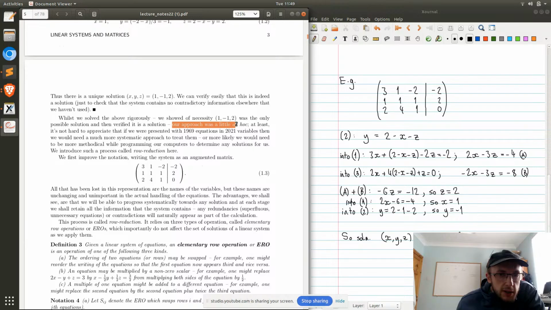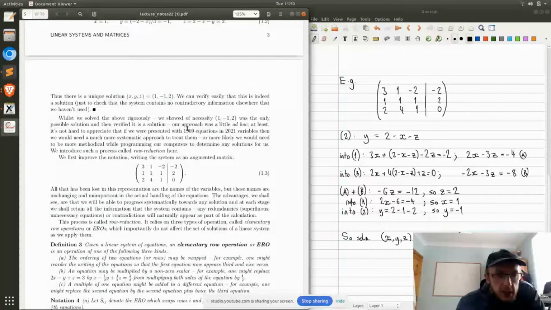Our approach was a little ad hoc. At least it's not hard to appreciate that if we were presented with 1,969 equations and 2,021 variables, then we would need a much more methodical approach while programming our computers to determine any solution for us. We introduced such a process.